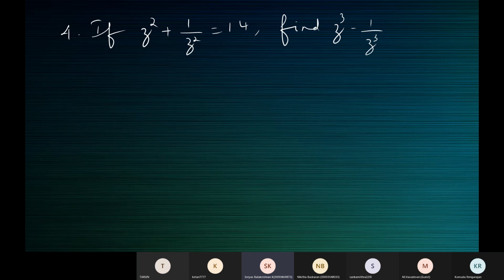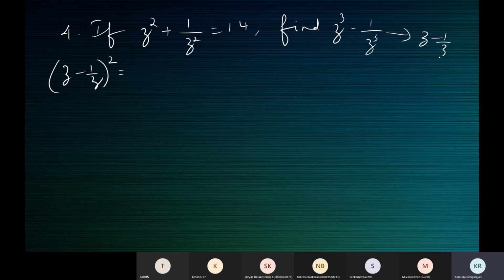Ma'am, I'm unable to get it. Not able to get it, is it? Okay, fine. Expand this, Shreyas. What is z minus 1 by z the whole square? The first thing we need to understand is that to find the value of this one, we need the value of z minus 1 by z.